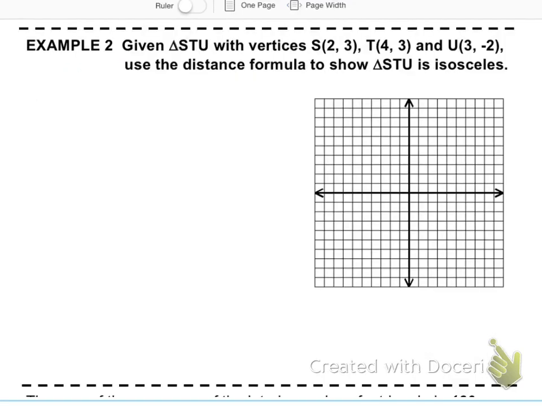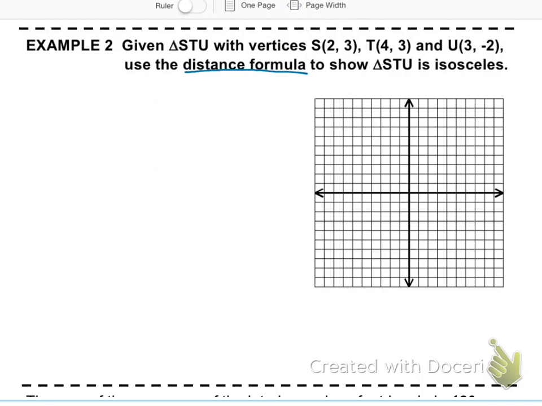Let's take a look at this next example. It says, given triangle STU with vertices S is at (2, 3), T is at (4, 3), and U is at (3, -2). Use the distance formula, which we learned at the beginning of the year, to show that triangle STU is isosceles. So we're going to first graph these 3 points. Then we're going to find the distance between them to see if any of those sides are congruent.